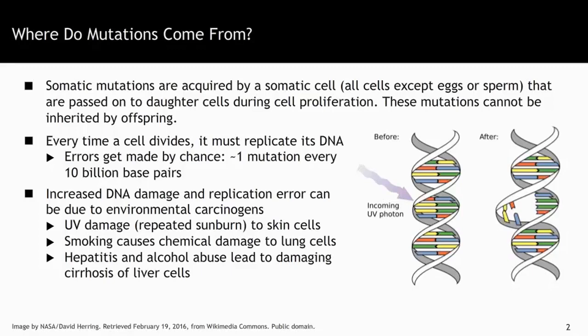Similarly, smoking causes chemical damage to lung cells, and hepatitis and alcohol abuse can lead to damaging cirrhosis of liver cells. You might remember these from another lecture where Dr. Pienta discussed the risks to different cancers.